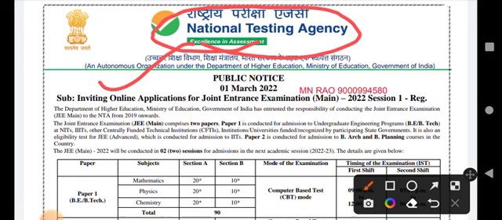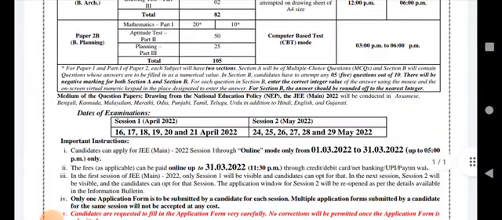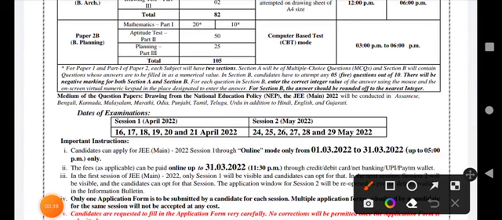This JEE examination consists of Mains and Advanced. The JEE Mains examination will be in two sessions this time. The first session is from April 16th to 21st, and the second session is from May 24th to 29th. You need to apply for any one of the sessions as per your interest.